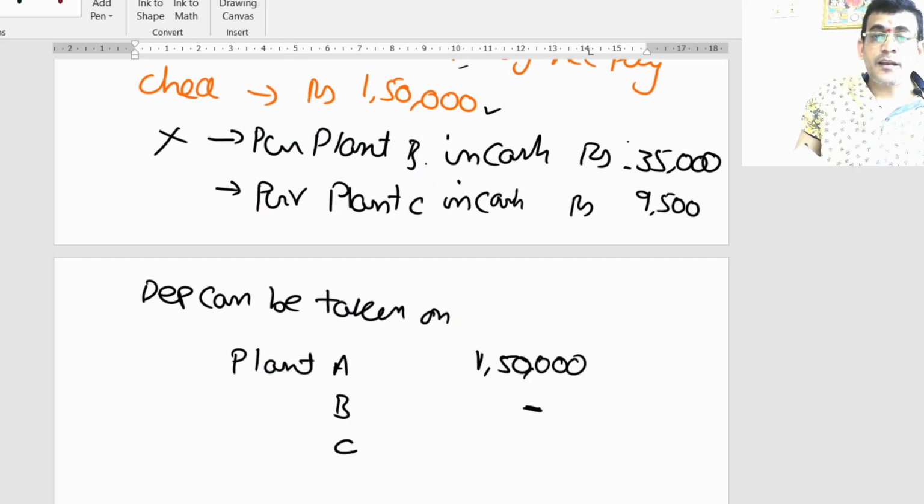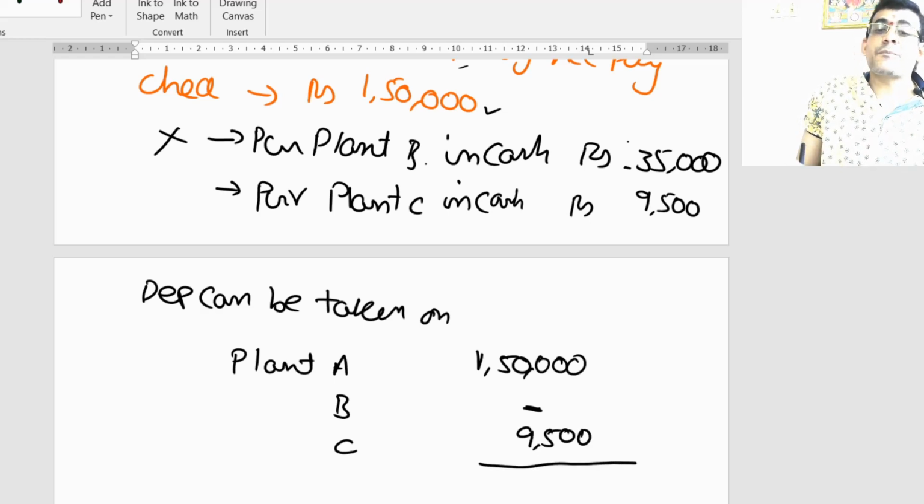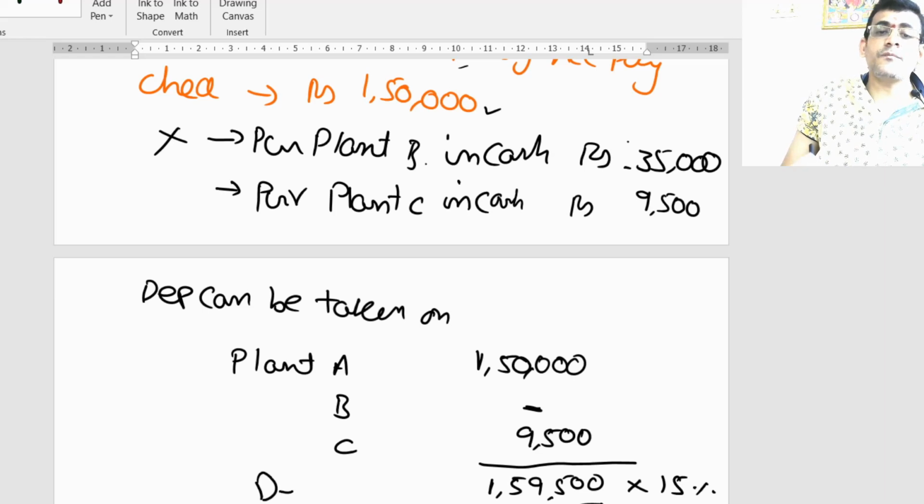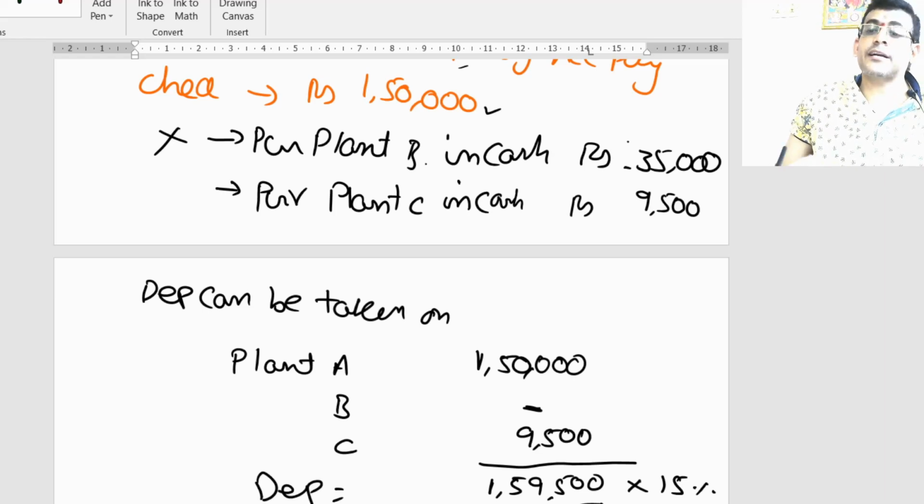But wherever the value of the asset does not exceed 10,000, wherever the amount of payment does not exceed 10,000, there the restriction is not there. So I can take this 9,500 rupees for determination of my depreciation. So I can take the depreciation on 1,59,500 rupees. On this value, as it is plant and machinery, 15% is your rate of depreciation. That is the amendment as per Finance Act 2019.